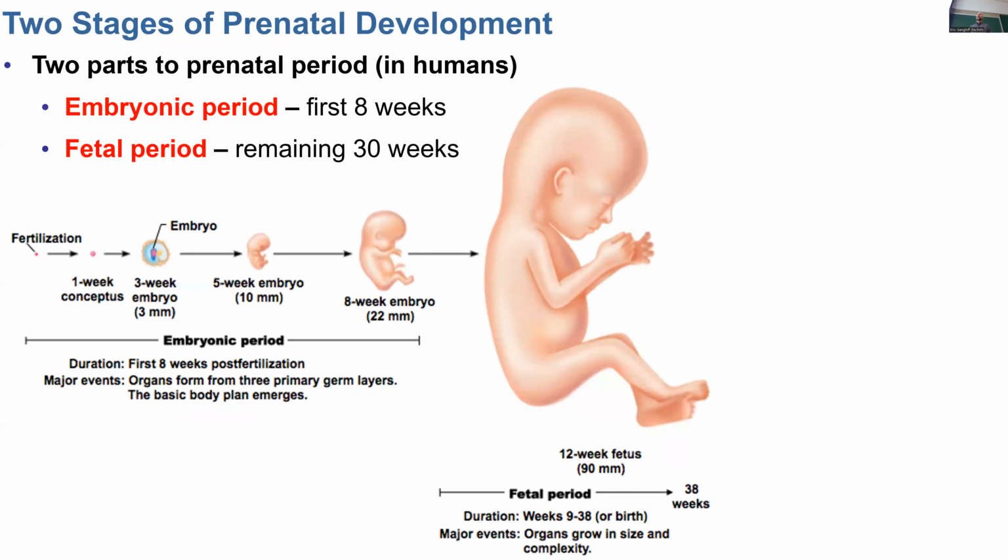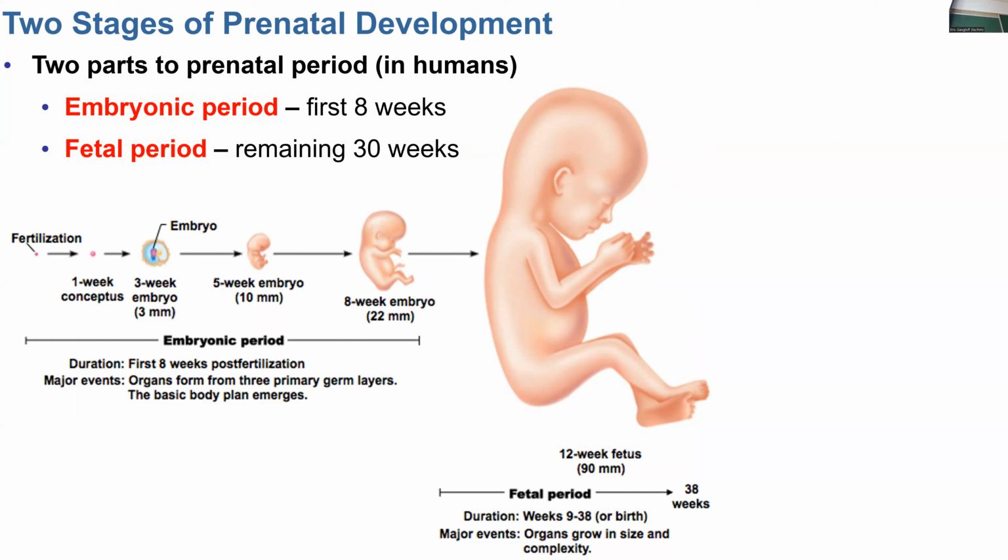So let's talk about the 2 stages of prenatal development. We're going to break up this period into 2 time periods. The first is called the embryonic period, which is the first 8 weeks. So from fertilization, when the sperm meets the egg, until 8 weeks later. And then we have the fetal period, which is the remaining 30 weeks of development. So the human gestation period is about 38 weeks, give or take a bit. There's lots of variation in there. And we're going to divide it up into those 2 periods.